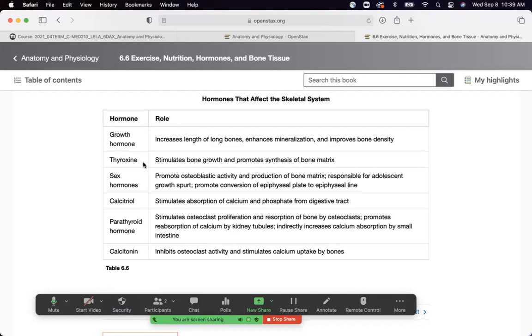Thyroxine, or your thyroid hormones. They stimulate bone growth, because your thyroid hormones are part and parcel of your metabolism. And remember, what is the function of metabolism? It's to break down things. Why am I breaking down things? So I can grow. And thyroxine is one of them. Sex hormones, of course, puberty, that's related to growth hormone. Calcitriol, of course, stimulates the absorption of calcium and phosphates. Phosphates is also another set of minerals that give the bone its strength.